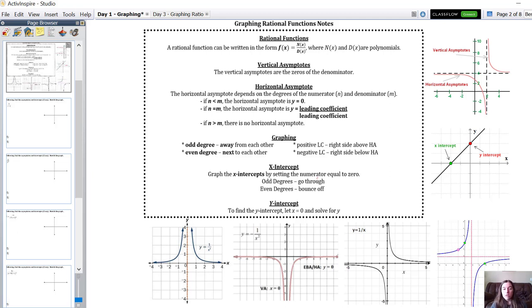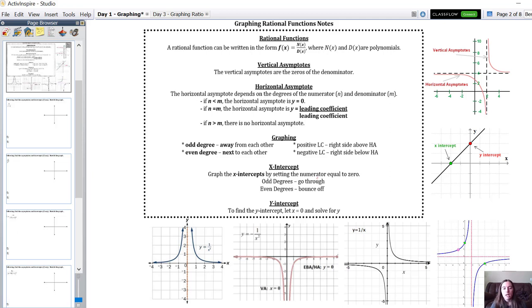For the horizontal asymptote, that is based on the degree of the numerator along with the degree of the denominator. If the degree of the numerator, the highest exponent, is smaller than the degree of the denominator, you'll have a horizontal asymptote at y equal to 0. It's horizontal, so it's y equals. If those degrees are equal, in order to find our horizontal asymptote, we're going to take the leading coefficient of the numerator over the leading coefficient of the denominator, and then simplify the fraction if it can be simplified.